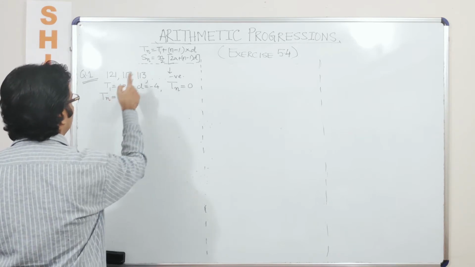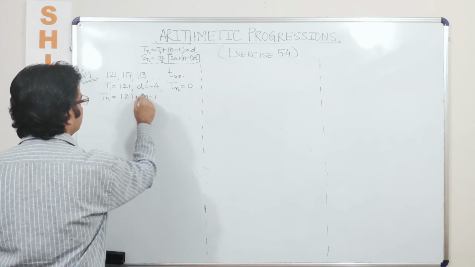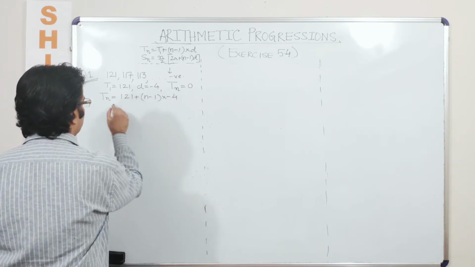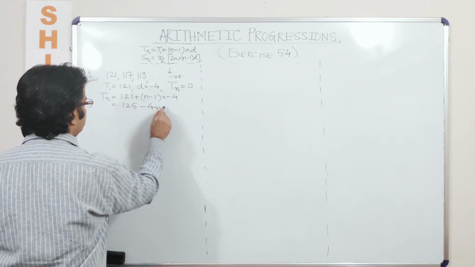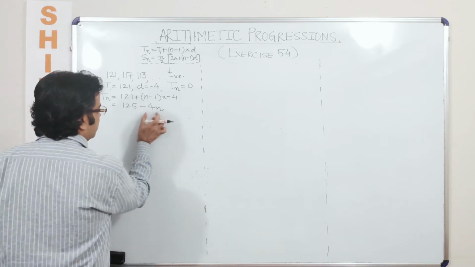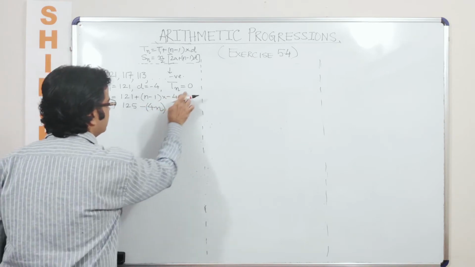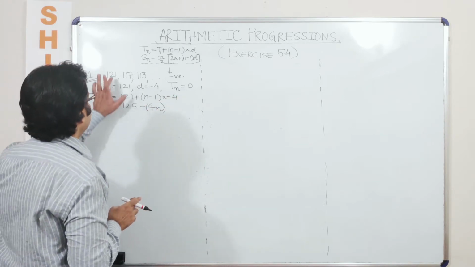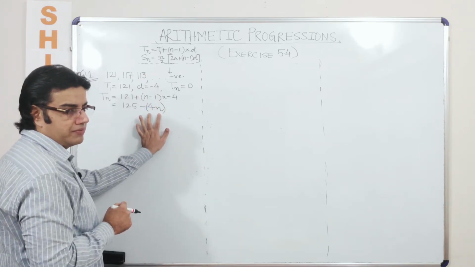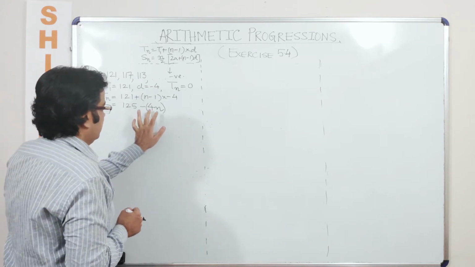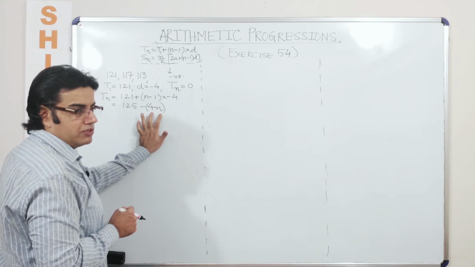So the nth term works out to be t1, which is 121, plus n minus 1 into d, which is minus 4. So when you solve this, you'll be getting this as 125 minus 4n. Now start taking multiples of this. Which is the closest multiple? Because if I want to find any term which is equal to 0, that will never happen, because for any term of the series to be 0, this should be equal to 125. But you cannot have a number which is an integer multiple of 4 and which is 125.